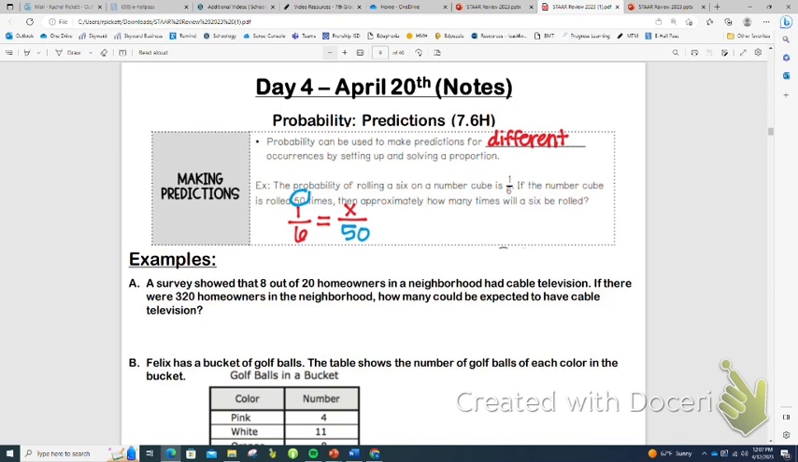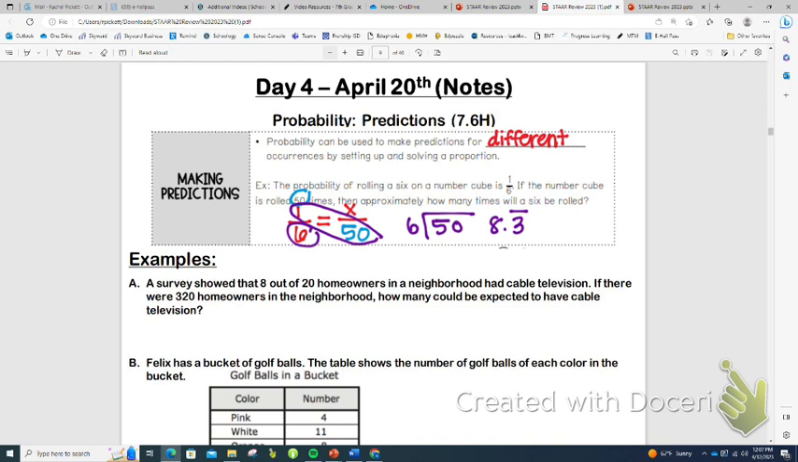Then we can solve this just like any other proportion. I can't go from 6 to 50, so I'm going to cross multiply 1 times 50, which is 50, and then divide by 6. When you do 50 divided by 6, you'll get 8.3 repeating, which means that is what you can predict. You can predict to roll a 6 about 8 times.